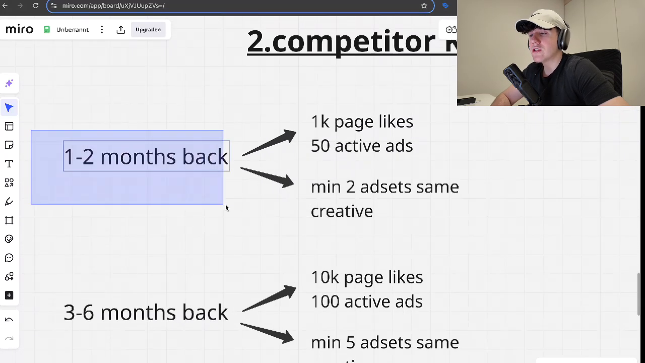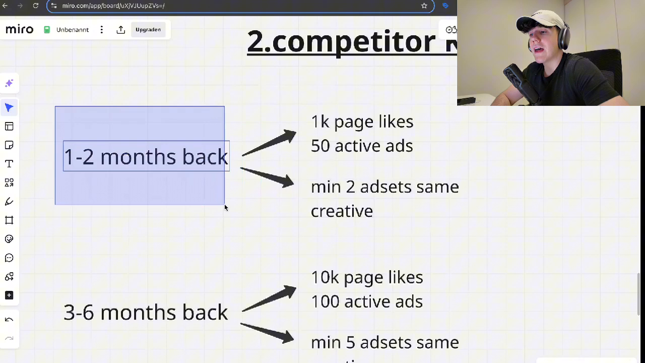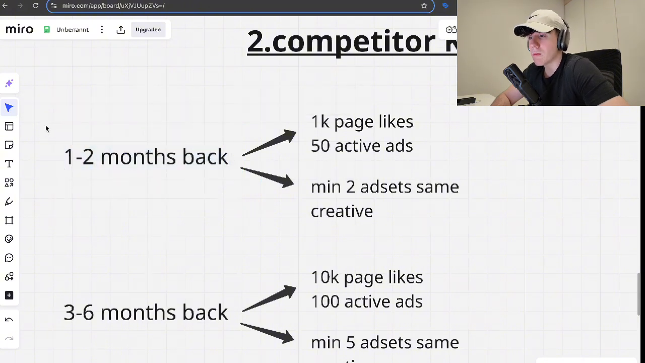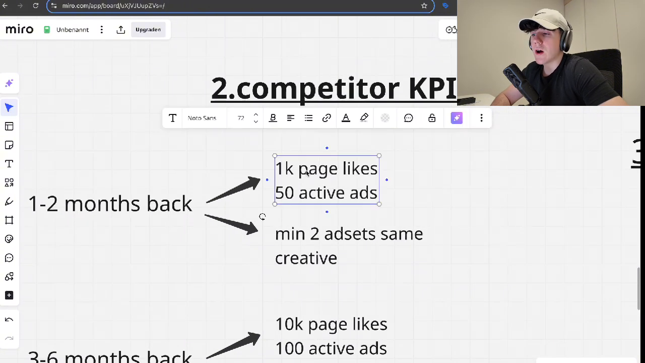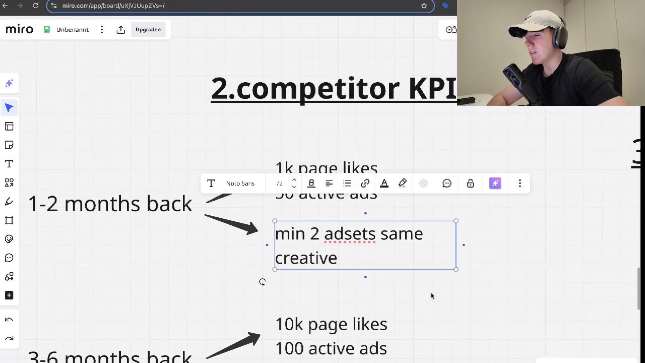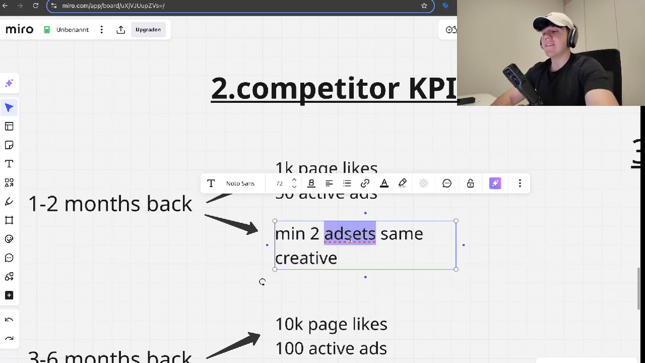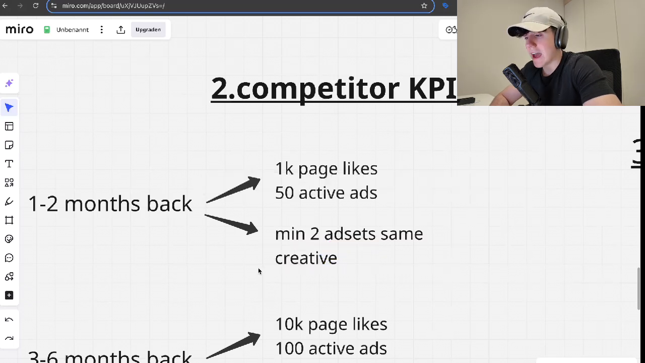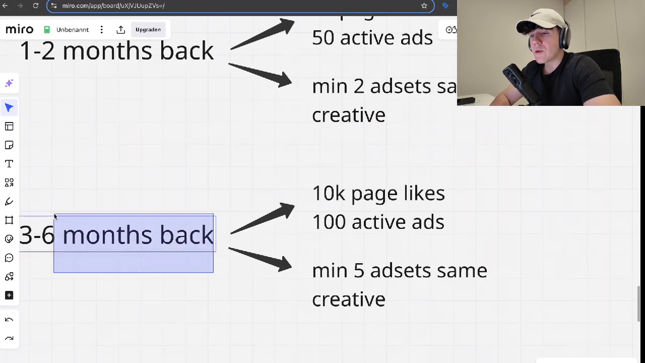For brands that you find that only go back 1 to 2 months, you're going to look for a minimum of 1K page likes and 50 active ads. You have to be a little bit more tolerant with smaller brands. This is going to be the small brand research. And then obviously you want one of their ads that you take inspiration from to have at least 2 ad sets using that creative. Okay, so at least a little scale should be in that already.